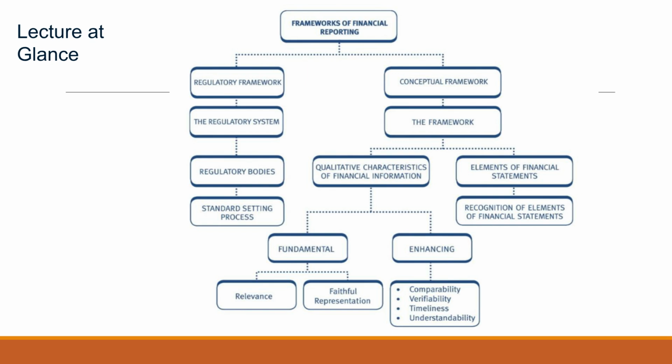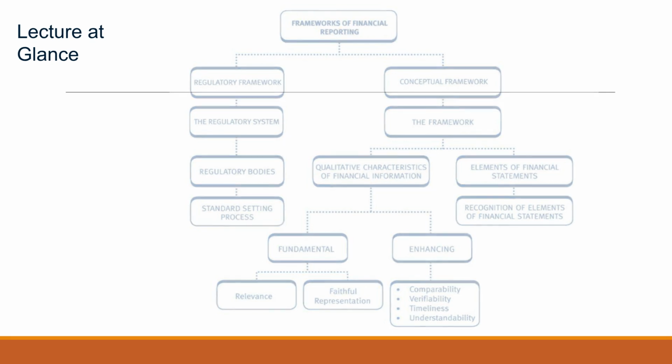Then, we'll turn our attention to the conceptual framework, the foundation upon which accounting standards are built. Here, we'll explore the key qualitative characteristics of financial information, breaking them down into the fundamental characteristics, relevance and faithful representation, and the enhancing characteristics like comparability, verifiability, timeliness, and understandability. Finally, we'll touch upon the elements of financial statements and discuss how these elements are recognized within the framework. This diagram will serve as a roadmap for our discussion today, so let's get started.